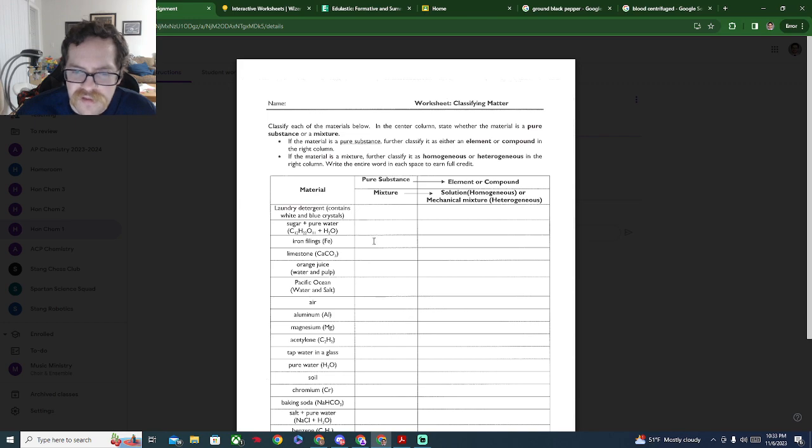Iron filings, that's a pure substance, and that is also an element. It is one chemical. So iron filings, as a fun fact, are actually how we have iron-enriched cereal. Iron-enriched cereal isn't like other nutrients where it's part of a compound, right? It's just straight up iron shavings, iron filings.